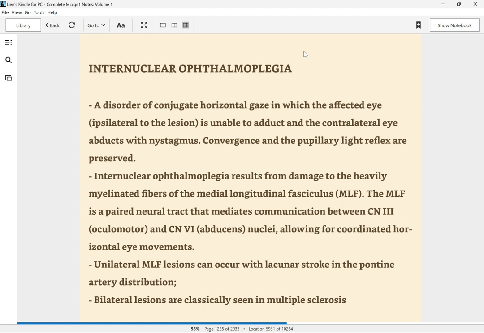Internuclear ophthalmoplegia results from damage to the heavily myelinated fibers of the medial longitudinal fasciculus, MLF. The MLF is a paired neural tract that mediates communication between the CN3, oculomotor, and CN6, abducens, nuclei, allowing for coordinated horizontal eye movements. Unilateral MLF lesions can occur with lacunar stroke in the pontine artery distribution. Bilateral lesions are classically seen in multiple sclerosis.